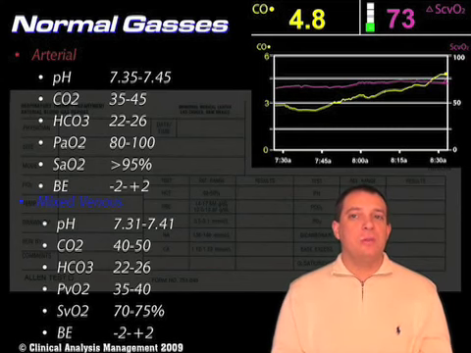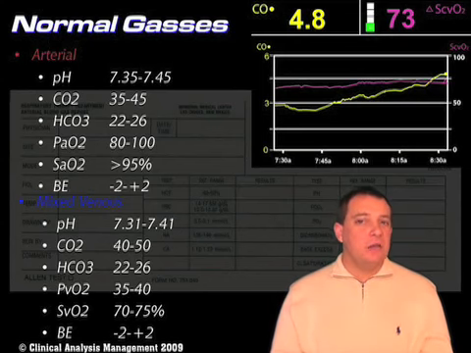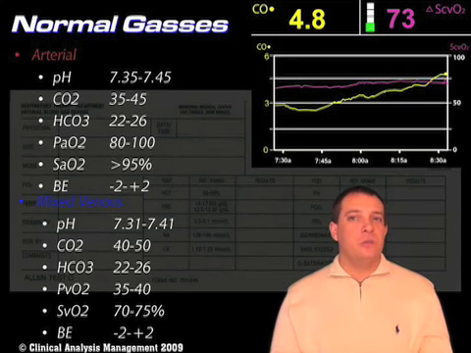When we talk about a normal CO2, obviously it's going to be a little bit higher, but it's not usually much higher. It's only about 5 higher typically in a healthy person. So a normal VBG CO2 would be somewhere around 40 to 50. A normal bicarb is unchanged, somewhere around 22 to 26.